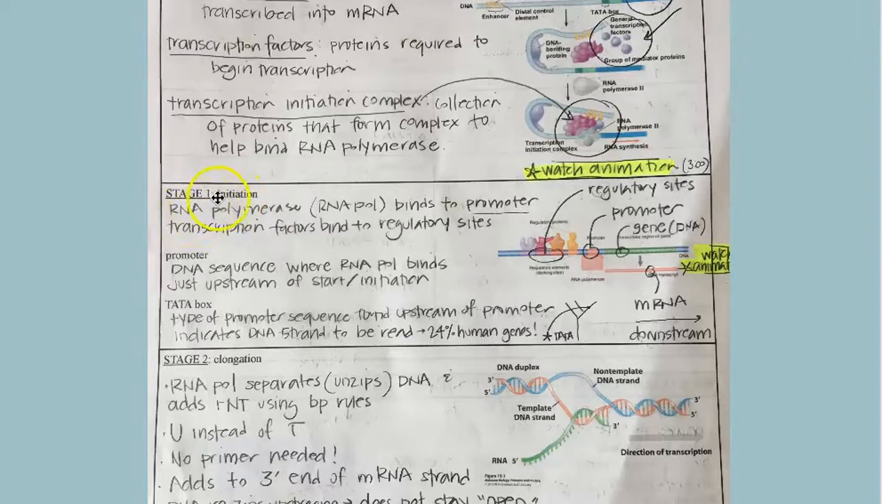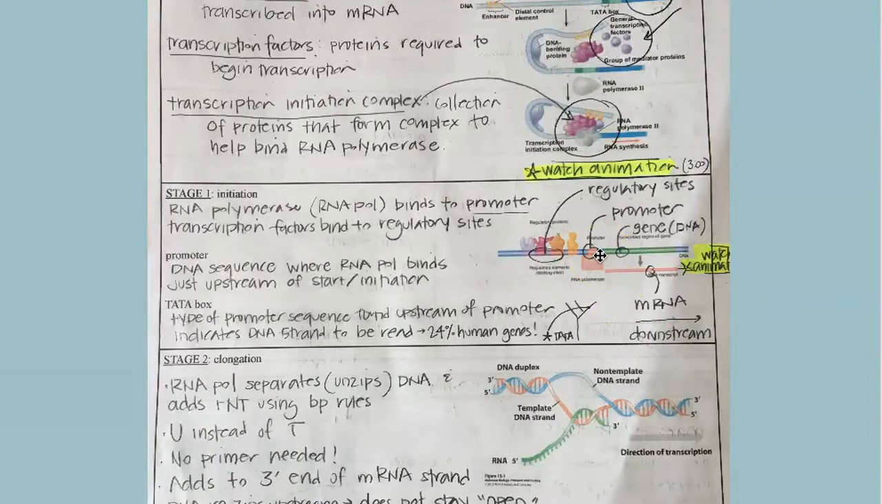And the purpose of this initiation stage is for RNA polymerase, we'll call it RNA pol, just like we called it DNA pol, but now the enzyme is making RNA, so we're going to change that modifier of the enzyme to reflect the fact that it's making a polymer of RNA. It's going to bind to the promoter, which is just a DNA sequence where the RNA polymerase binds.